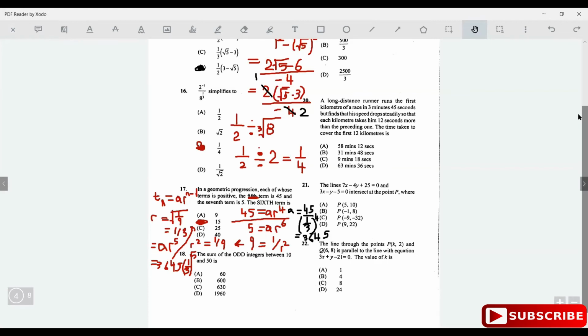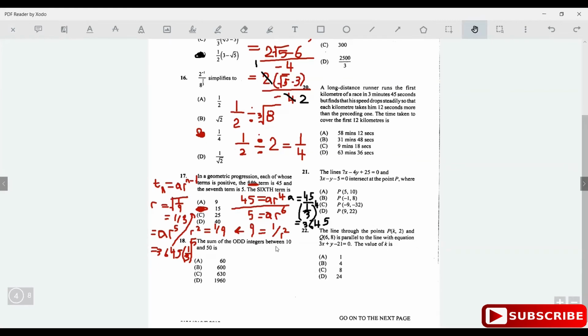Now question 18. It says the sum of odd integers between 10 and 50. So if they want the sum of all odd integers, what they're asking you to find is the first odd integer, 11, plus 13 plus 15 plus 17 plus 19, all the way up to the last odd integer, which would be 49. Now, if you have time, you can sit down and add all these up. Or you could realize the pattern.